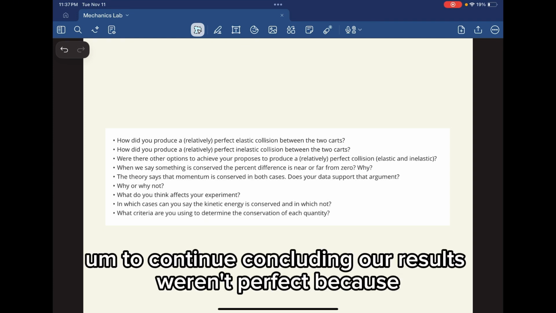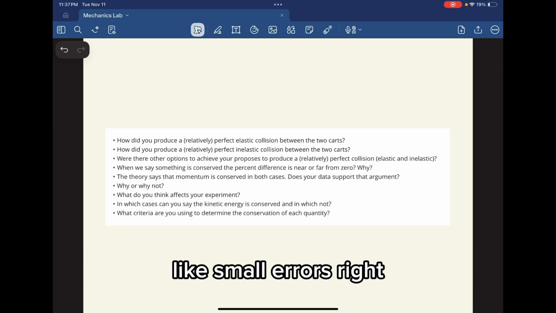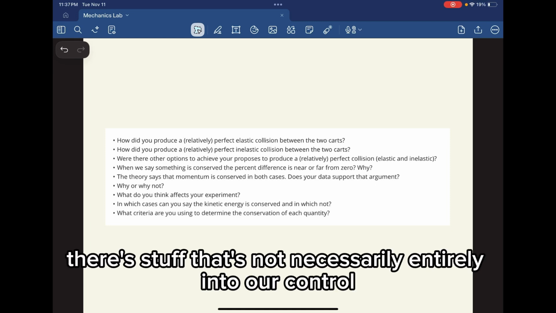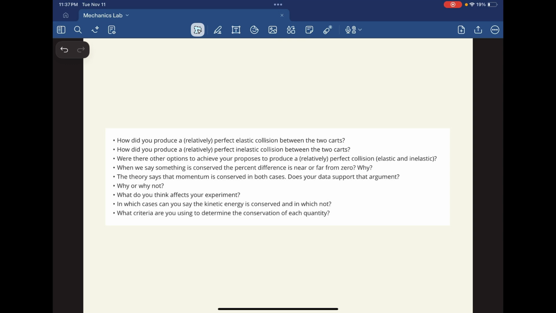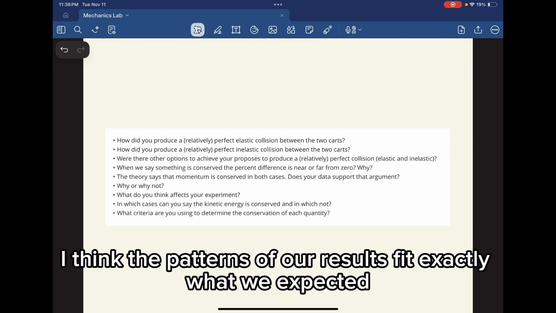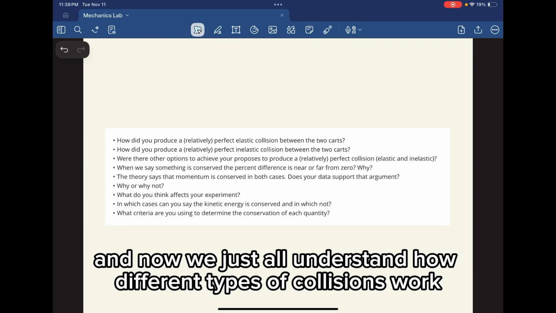To continue concluding, our results weren't perfect because of small errors. There's going to be friction, and things that aren't entirely in our control, as well as maybe time differences when we're actually pushing the cards. But overall, I think the patterns of our results fit exactly what we expected. And now we all understand how different types of collisions work, especially in real life.